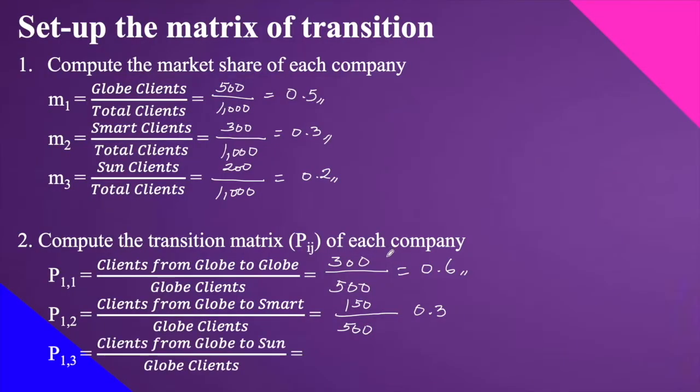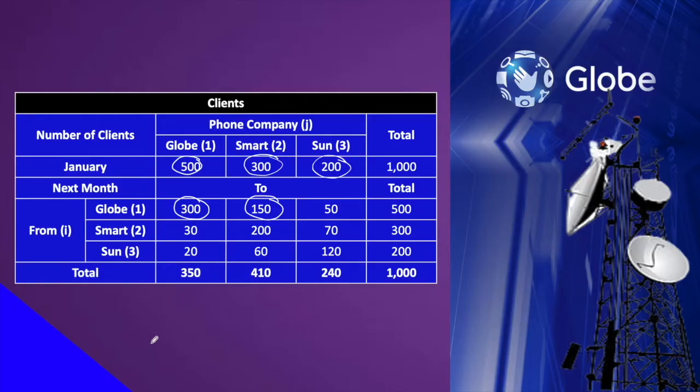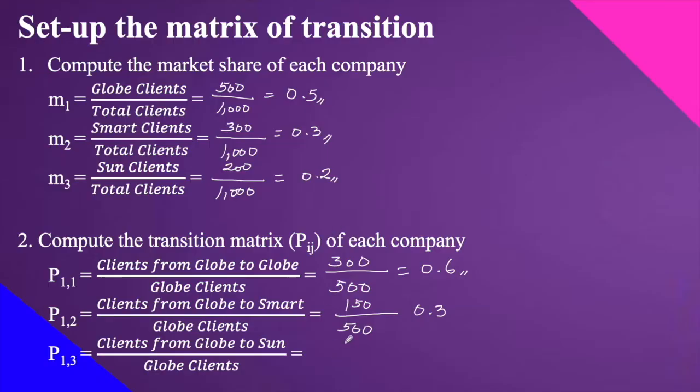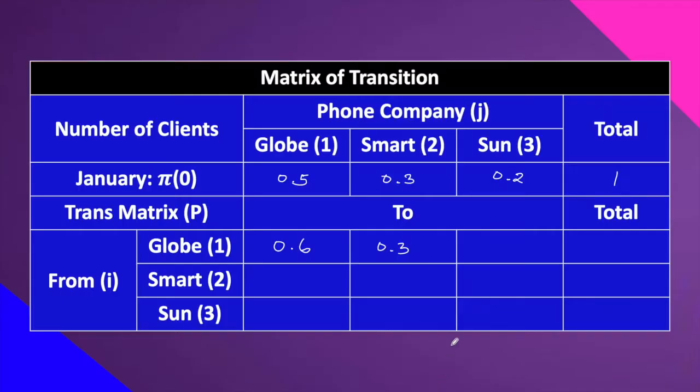Okay? Next, we have P sub 1, 3, clients from Globe to Sun. So, what is Globe to Sun? Globe to Sun, that is 50. Over Globe clients, which is 500. So 50 over 500 is equivalent to 0.1. Okay? As you can see, 0.6, 0.3, 0.1 is equivalent to 1. It should be 100%. So let's write it here: 0.1, and the total is 1. That is for our Globe.